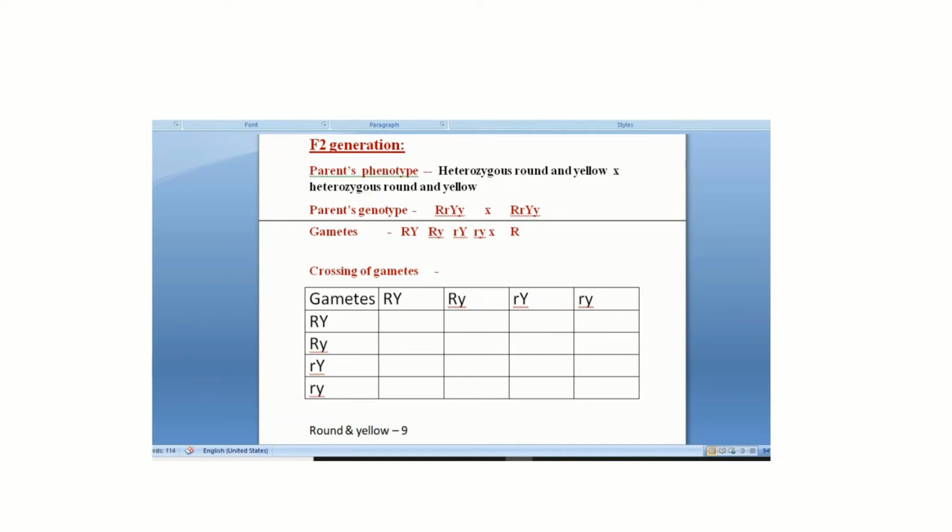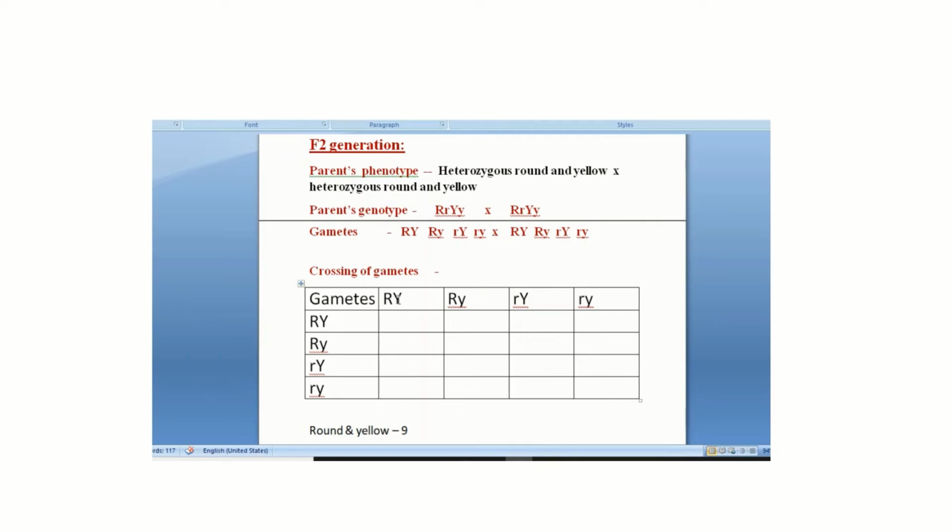So whenever we are writing the second parent, the same thing. Capital R can go with round, can go with yellow. Similarly, round can go with green. Wrinkled can go with yellow. Similarly, wrinkled can go with green. So wrinkled yellow, wrinkled green. These gametes only I have written again in the Punnett square.